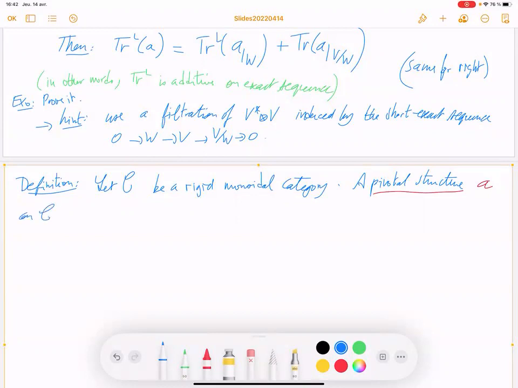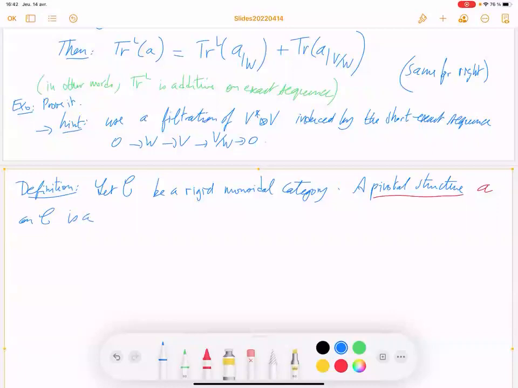So a pivotal structure, denoted A, on C is an isomorphism of monoidal functors between the identity functor and the double dual functor. So it's an isomorphism between these two functors.